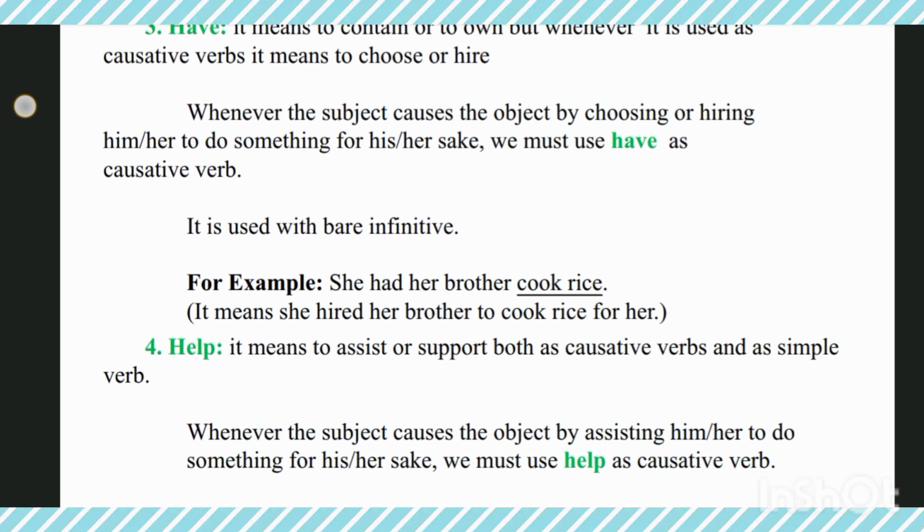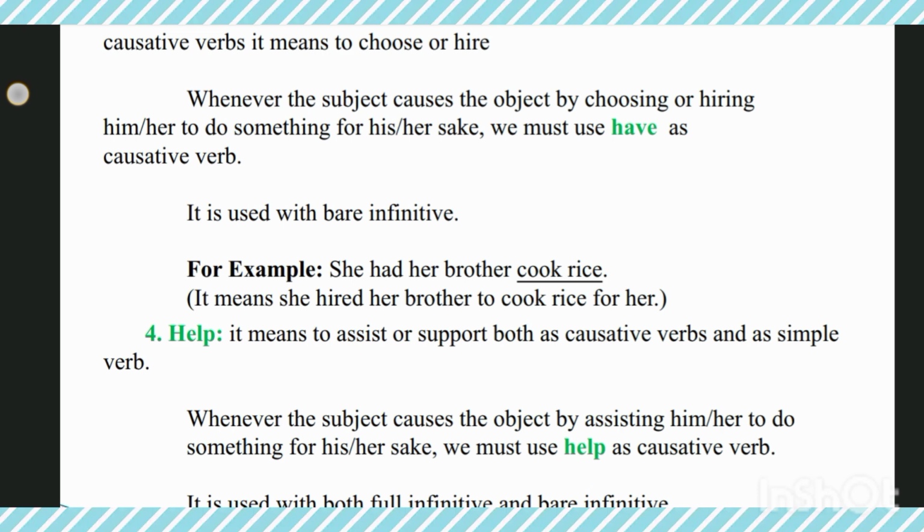Number four, help. It means to assist or support, used as a causative verb and a simple verb. Whenever the subject causes the object by assisting him or her to do something for his or her sake, we must use help as a causative verb.